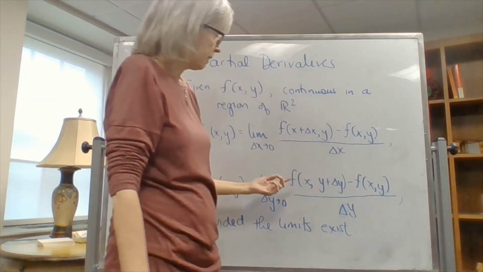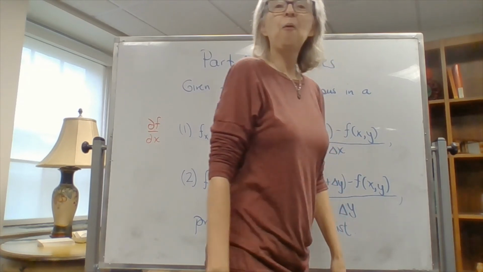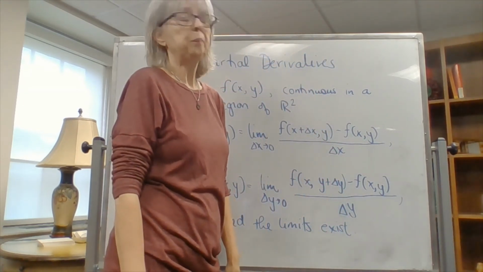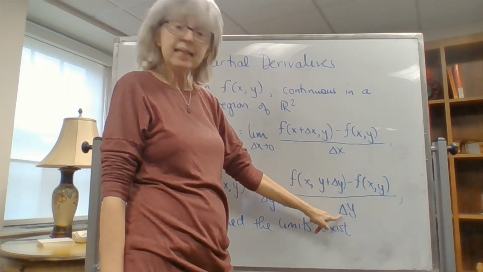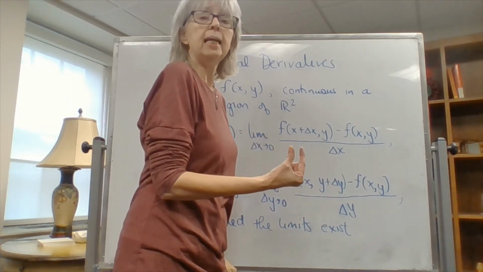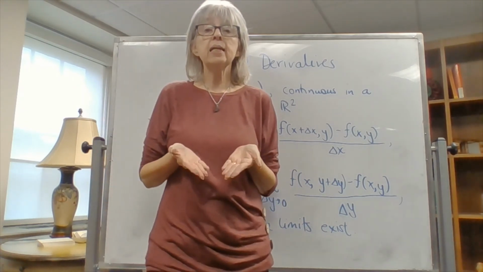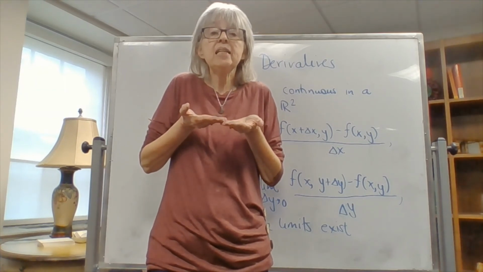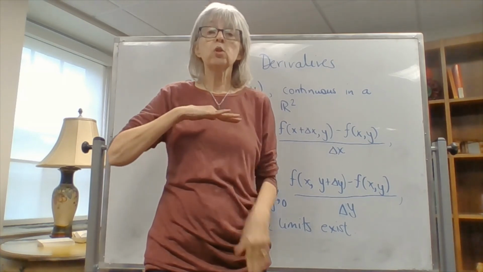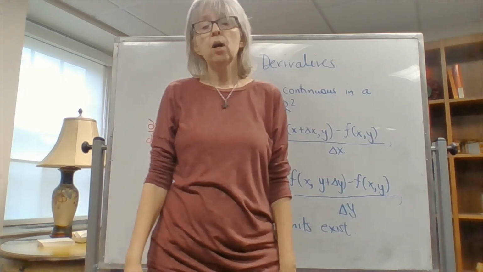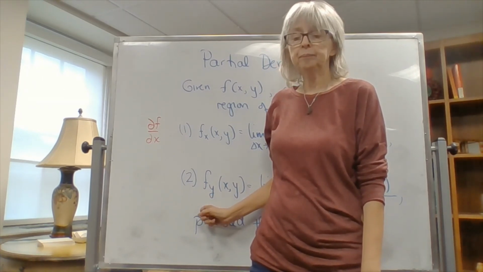In that case, I'm not changing my x value when I move. I'm only changing my y value. So x does not change, y does. Y changes a little bit because I'm just doing a little hop. And again, I want to see if my height, my z value, goes up, goes down, or stays the same. I call that the first partial with respect to y.